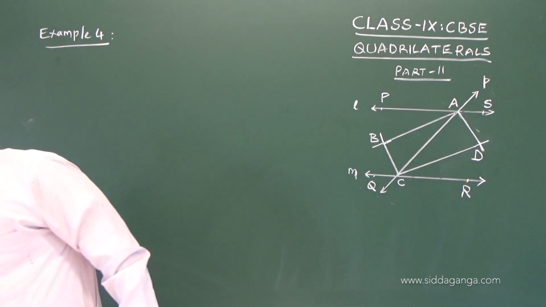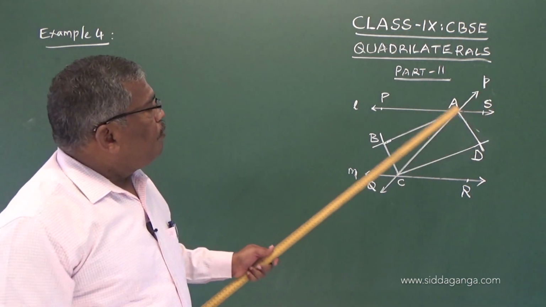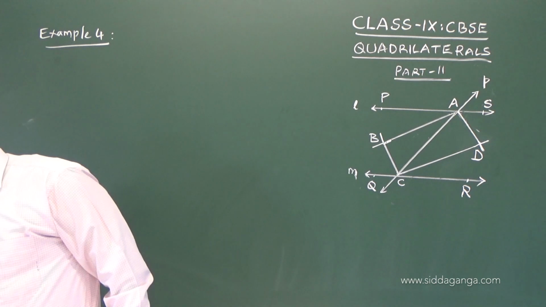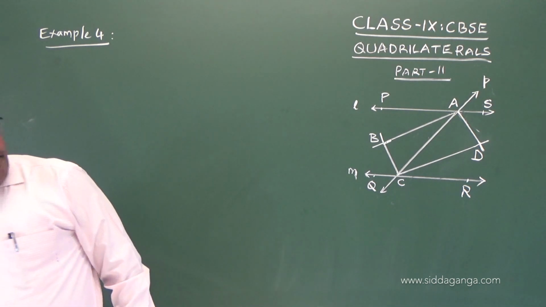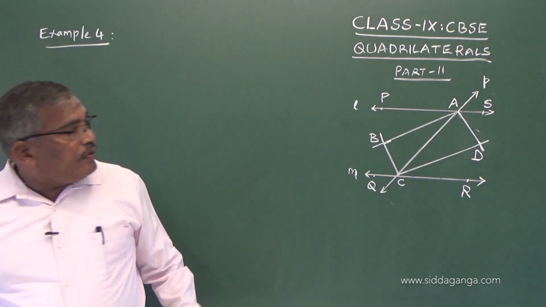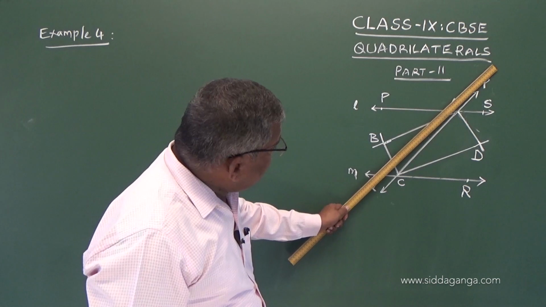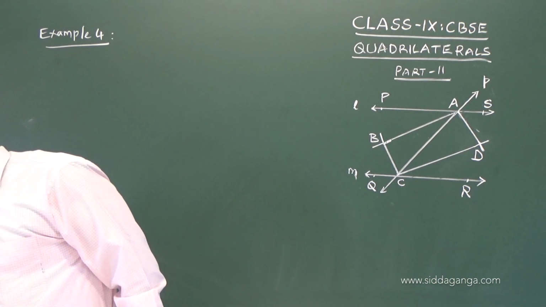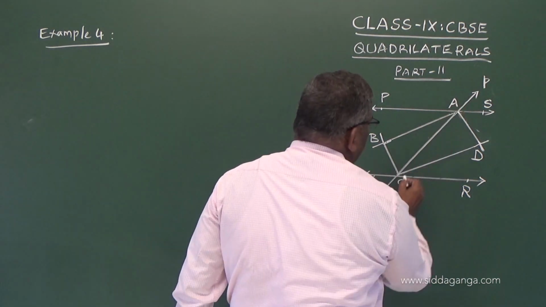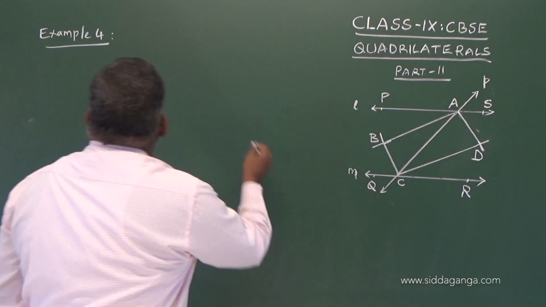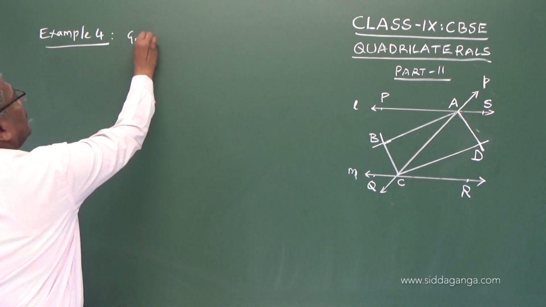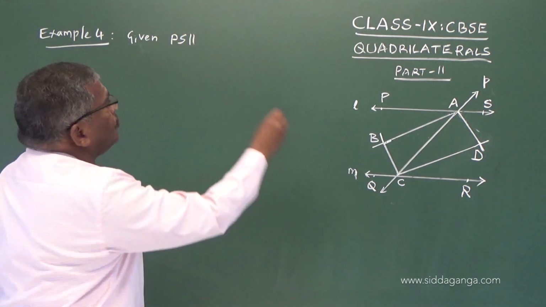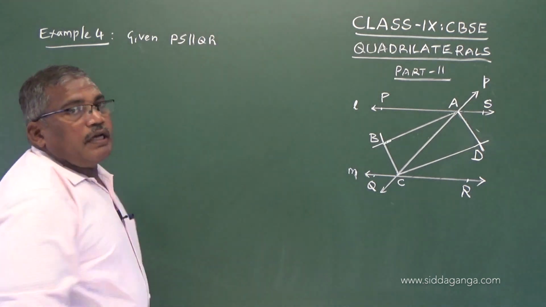The question is two parallel lines, observe here, two parallel lines PS and QR, and transversal p intersects them at points A and C. So this is the transversal line, and the transversal line is intersecting at A and C. So I will write given: PS parallel to QR.